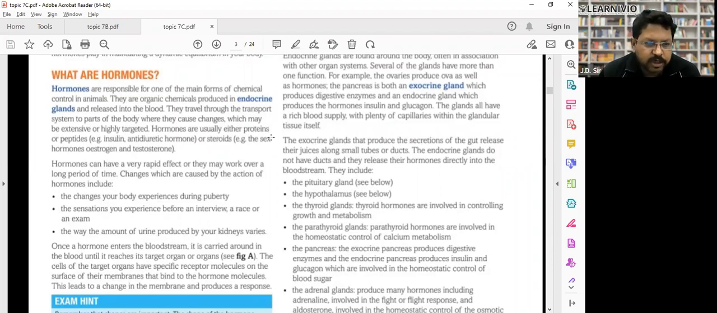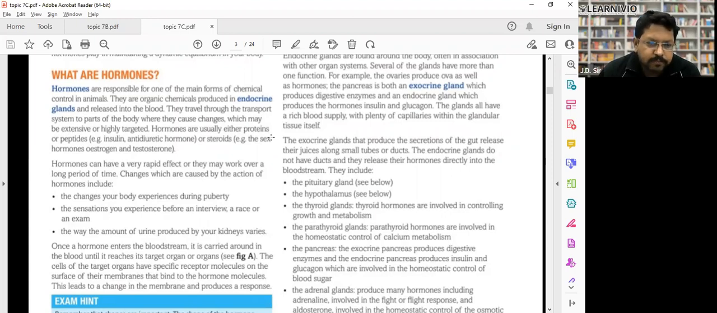They travel through the transport system to the parts of the body where they cause changes, which may be extensive or highly targeted. Hormones are usually either proteins or peptides. You need to note it down. So hormones are usually either proteins, peptides, or steroids. So there are three types. What are steroids? Steroids are basically made up of fatty acids.